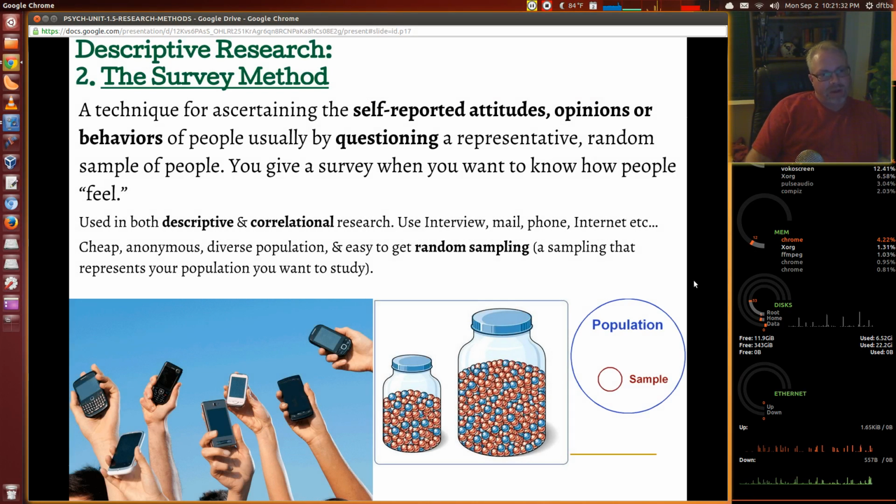Here's the second method. It's called the survey method. Almost every one of us has taken a survey. Heck, I've asked you to do a survey for my class at the beginning of this year. So why do you do this? You give a survey to see how people feel, or maybe to gather information.